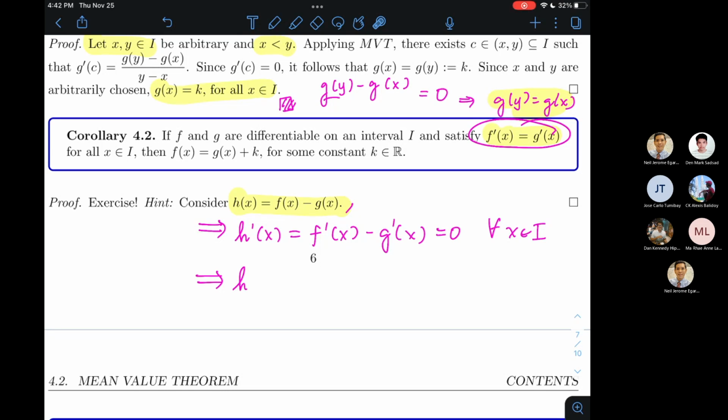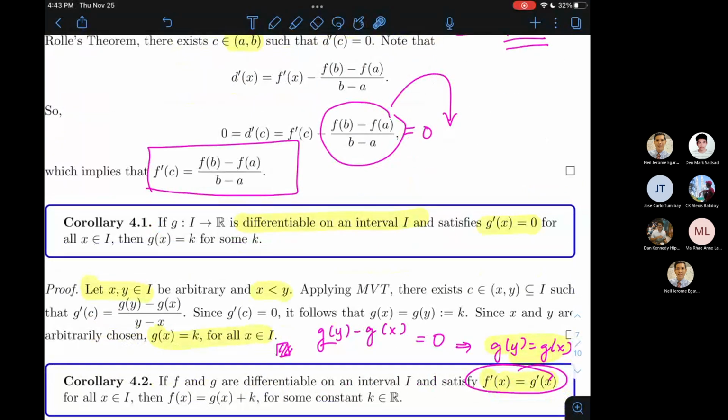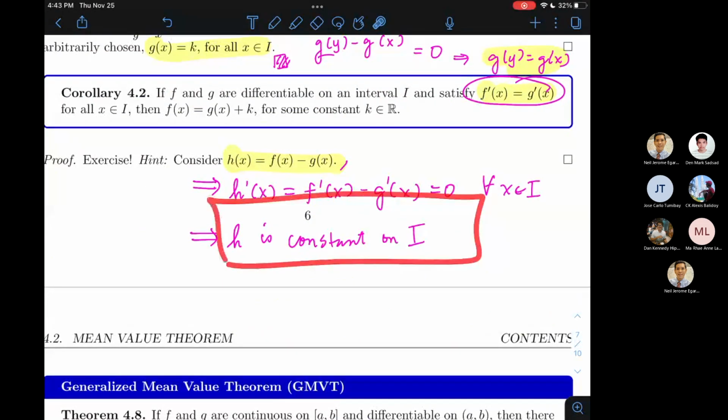Anyone else? Yes, Ray. Yung function po is constant since yung derivative po is 0. Okay, great. That's what I'm looking for. So thank you, Ray. H is a constant function on the interval I kasi yung derivative ni H ay 0 doon sa buong interval I. By one of the results that we have, anong bang result yan? By corollary 4.1, ibig sabihin si H dapat ay constant doon sa interval I.